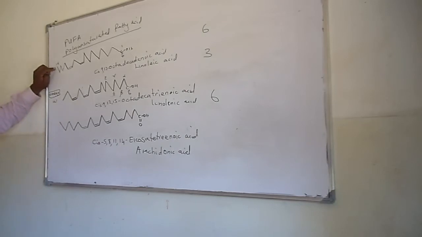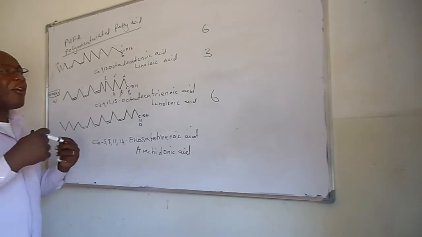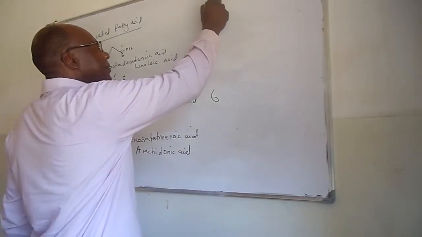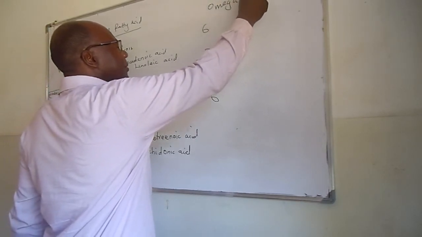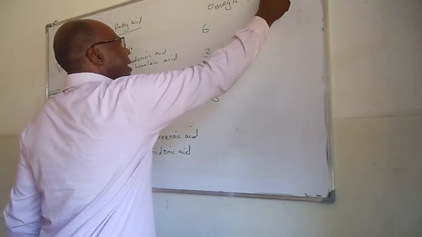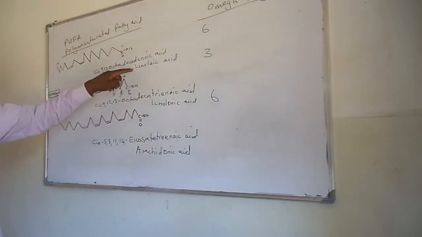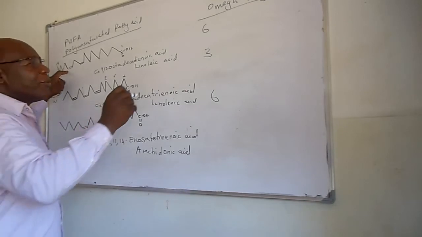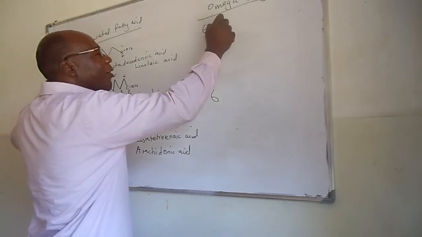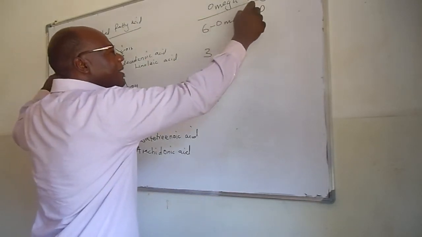Okay, so using the Greek letter notation, we can classify particularly polyunsaturated fatty acids as the omega fatty acids. Okay, omega fatty acids. So we can say that, for instance, linoleic acid has 6 carbons before the double bond, so we say it is a 6 omega fatty acid.